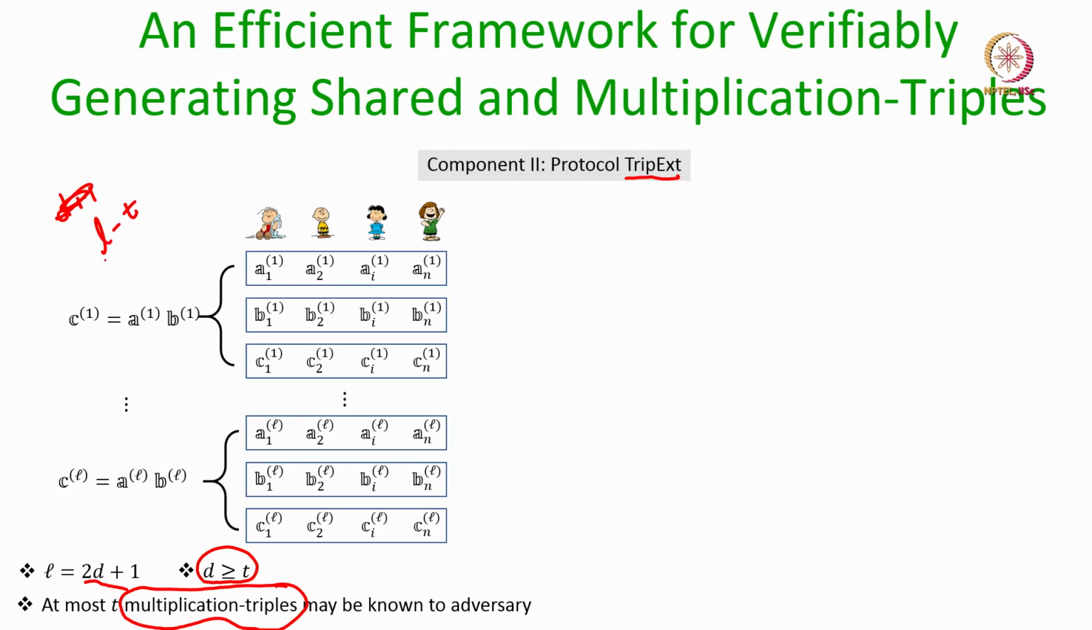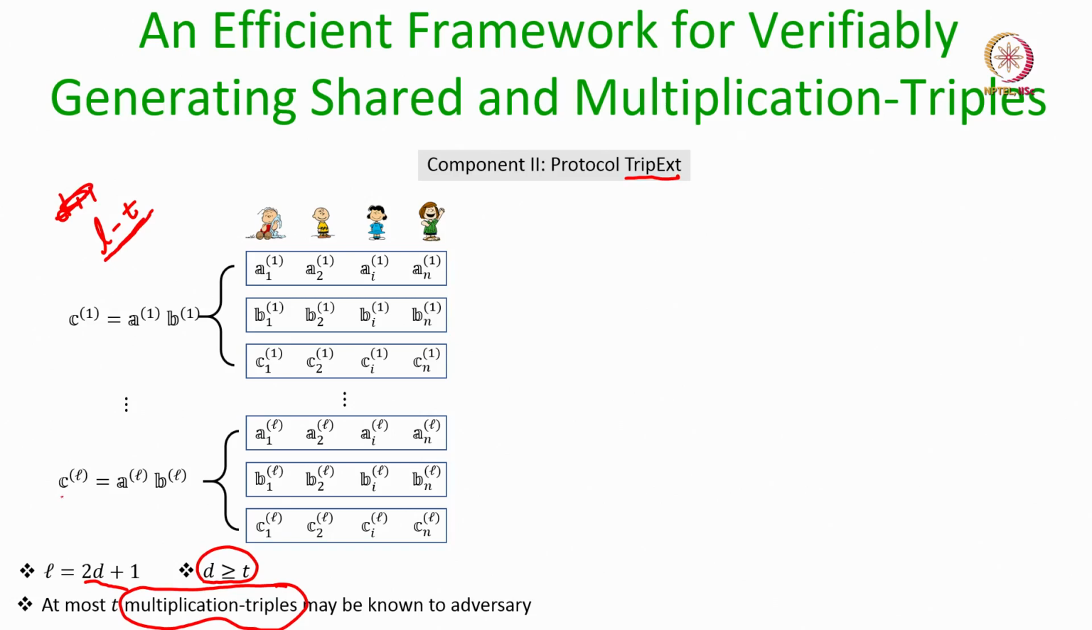That means, for the remaining L minus t multiplication triplets, adversary will just have t shares. So, adversary has shares for all the L triplets, plus it may know the exact value of up to t triplets. For the remaining L minus t triplets, it will have only t shares. However, it will not be known which t multiplication triplets are known to the adversary and which L minus t triplets are not known to the adversary. So, that is the crucial part here.